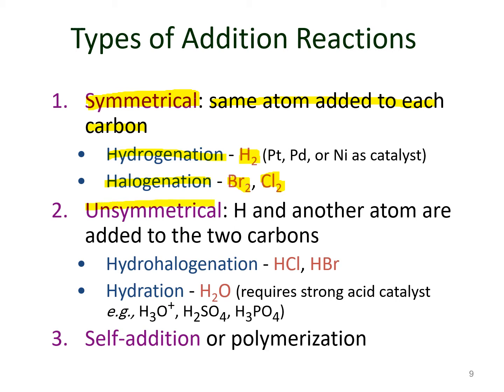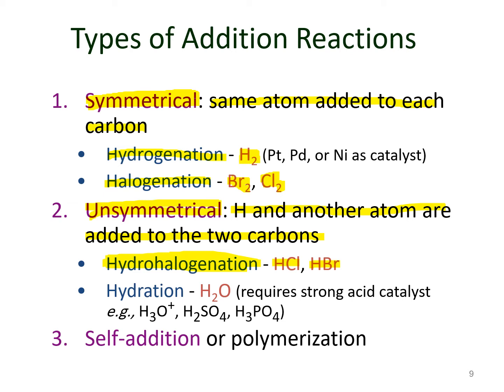Second variety is unsymmetrical, and in these ones hydrogen and another atom are added to two carbons. So one carbon will take up hydrogen, the other carbon will take up some other atom. Examples are hydrohalogenation, and these hydrogen halides like HCl or HBr will be added to the alkenes. One carbon will take up hydrogen, the other will take the halogen. In this case it can be chlorine, bromine, fluorine, and so on.